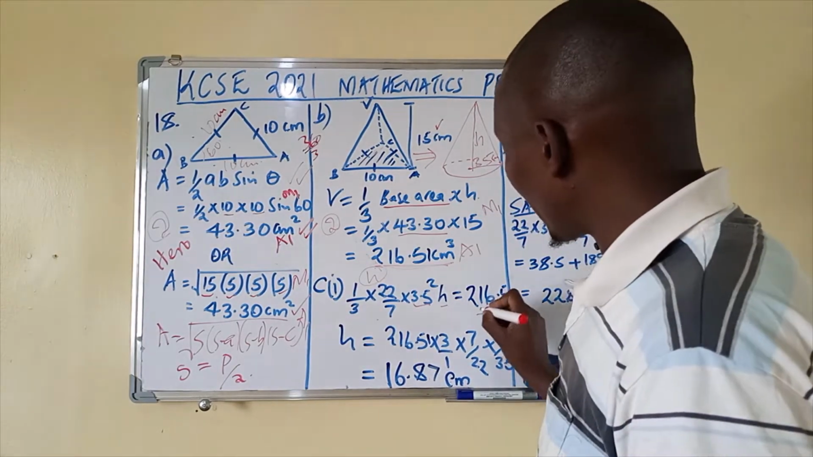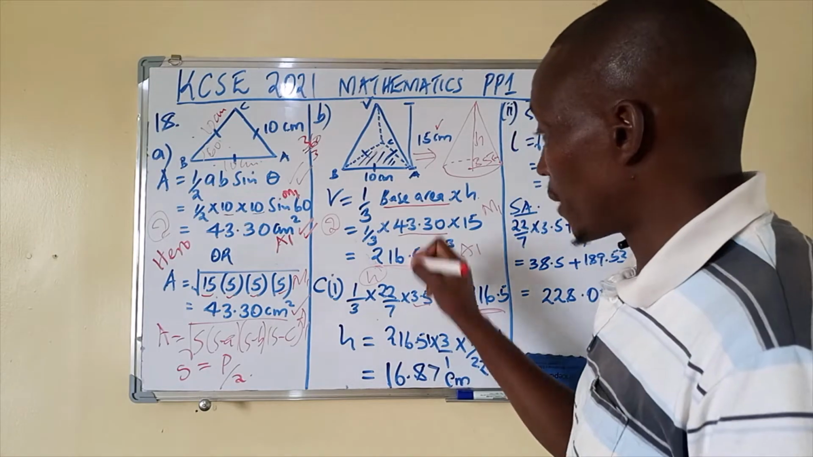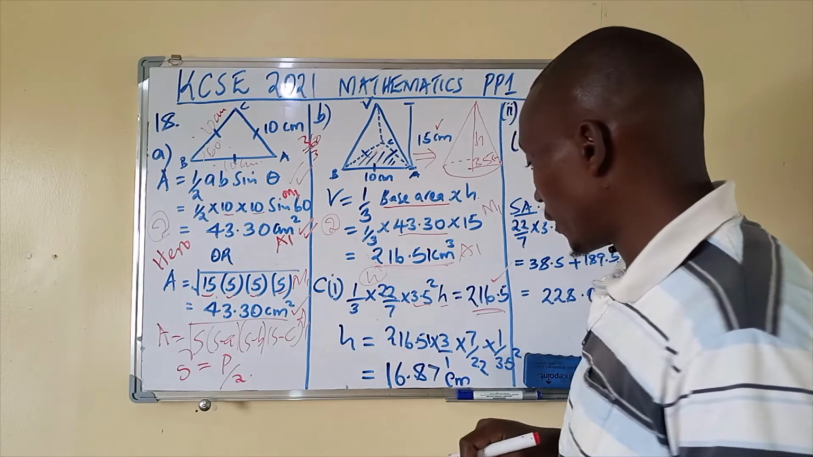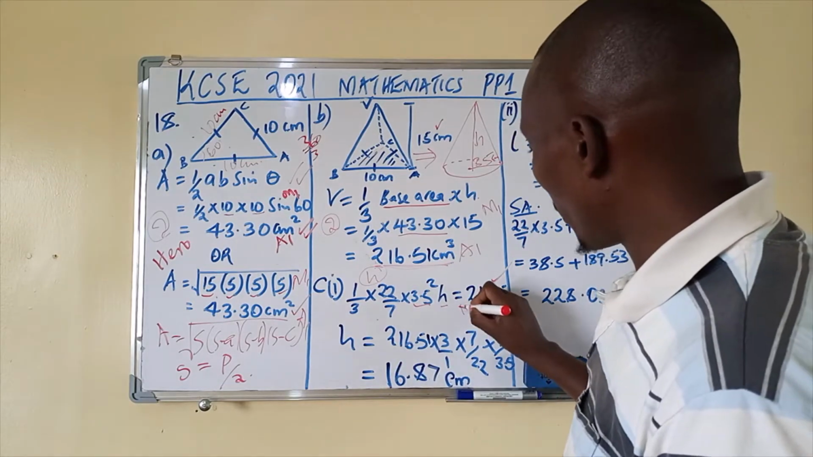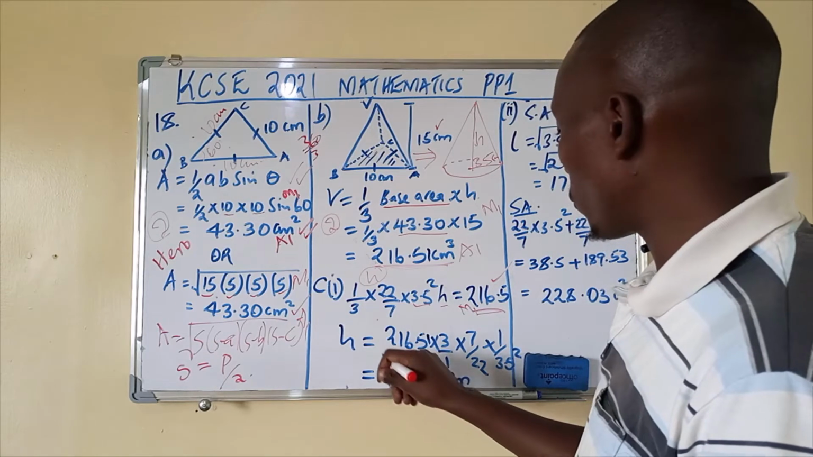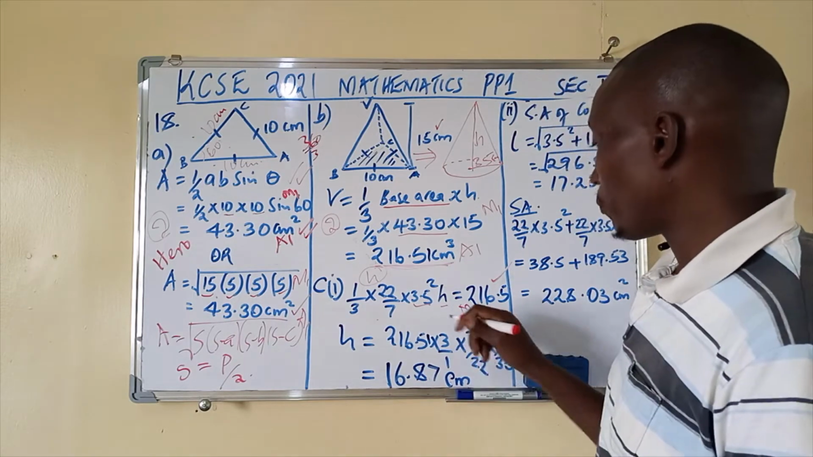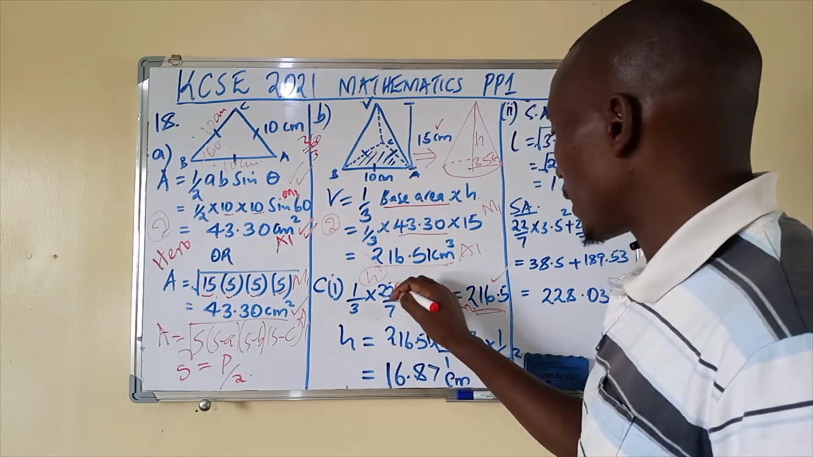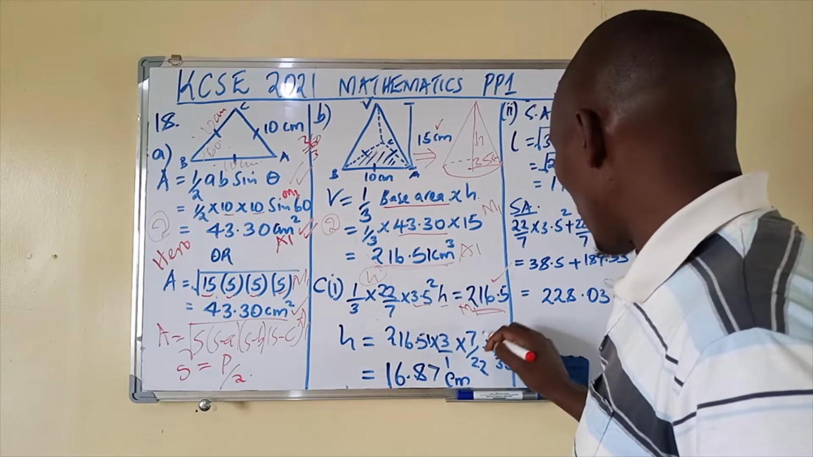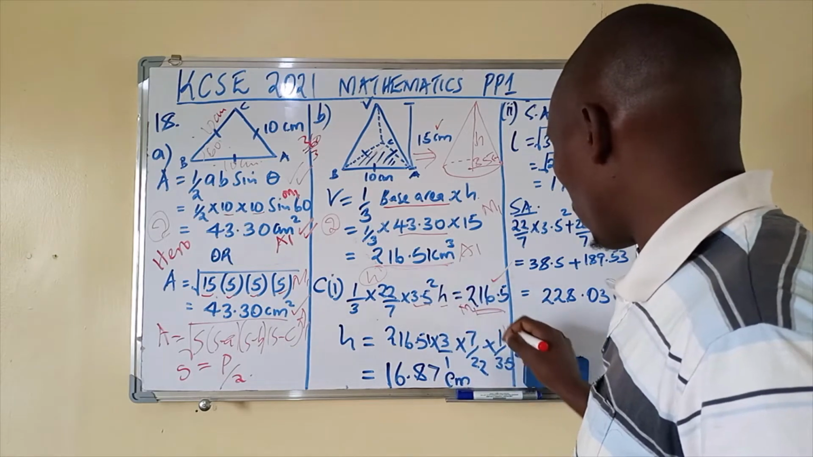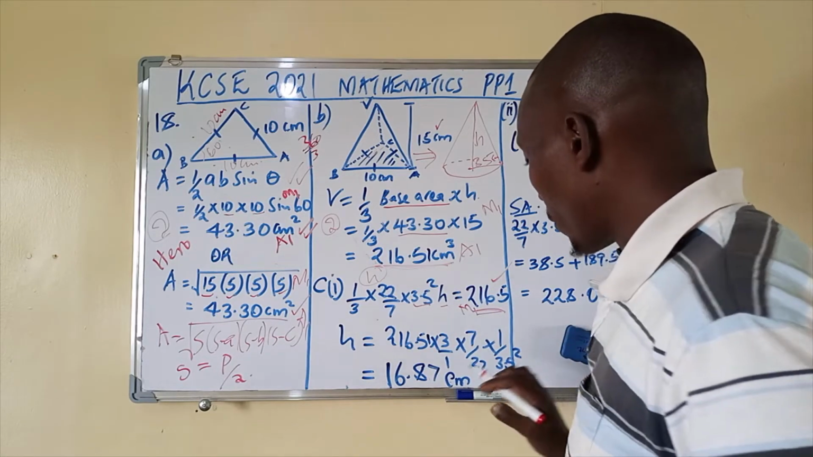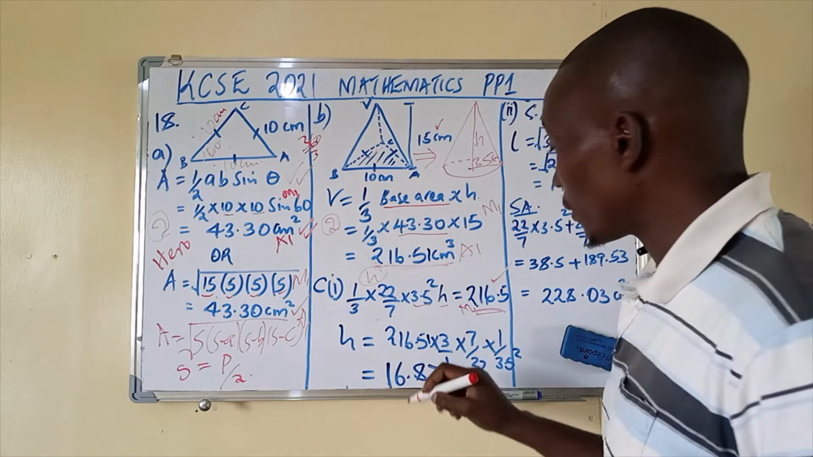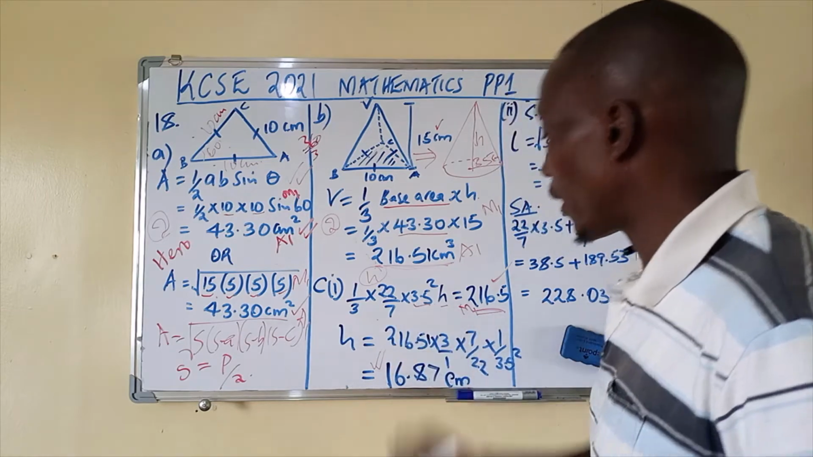So with that, we equate to the volume of the original pyramid. So with that, a third base area, like I've done. Then that is for method 1. Then we want to work out the value of h. So we multiply by the reciprocal of a third, that is 3 over 1, the reciprocal of pi, that is 7 over 22, and the reciprocal of 3.5 squared, which is 1 over 3.5 squared. And with that, you will end up with 16.87 centimeters. That is the height of the cone.